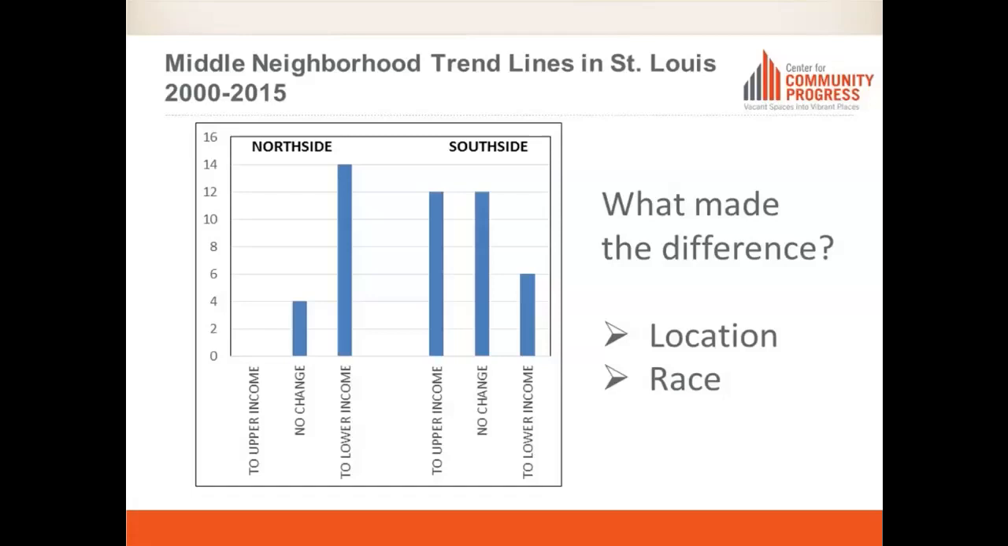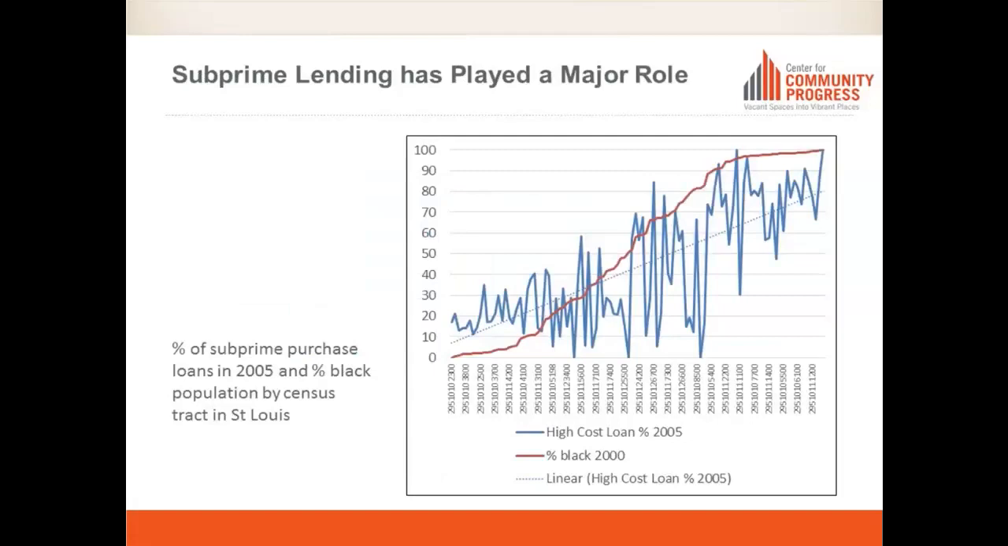between 2000 and 2015, while the South Side neighborhoods, many of which were racially mixed, saw a very different pattern. Some of them, in fact, revived or gentrified. Many stayed basically the same, and only a few declined. Well, what drove the difference? One of the big factors was subprime lending.